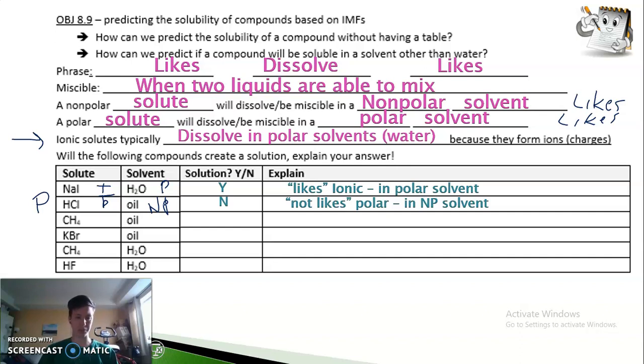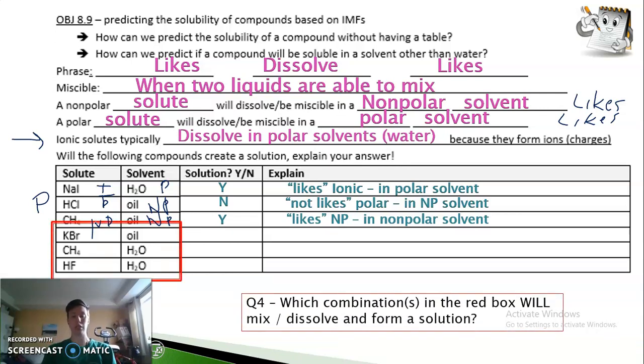All right, we'll do one more example together. Here we have CH4, carbon and hydrogen, carbon and hydrogen. Those are going to be nonpolar because C's and H's are nonpolar. Sorry about those lines. Oil is also nonpolar. So if you have two nonpolar things, they are going to form a solution because they are alike. They're nonpolar, their LDF or induced dipoles will interact with each other.